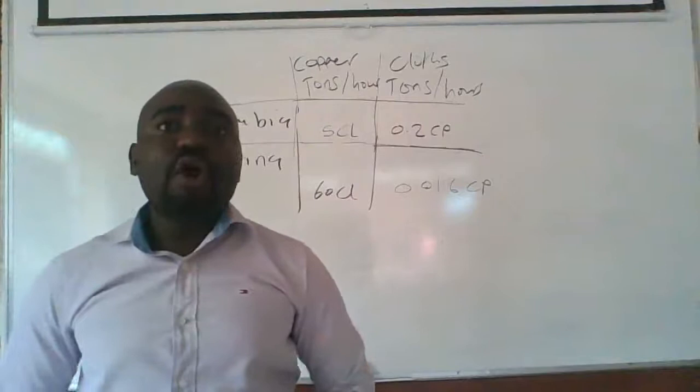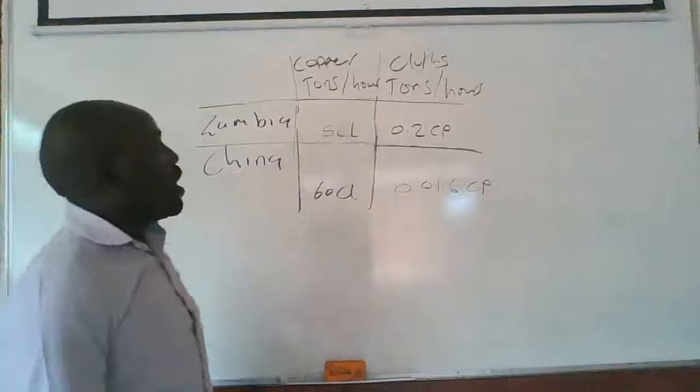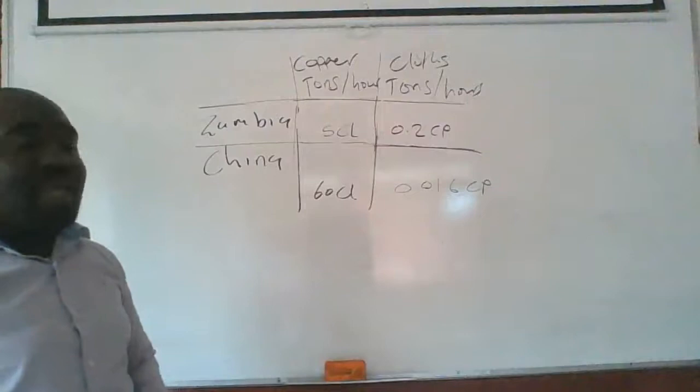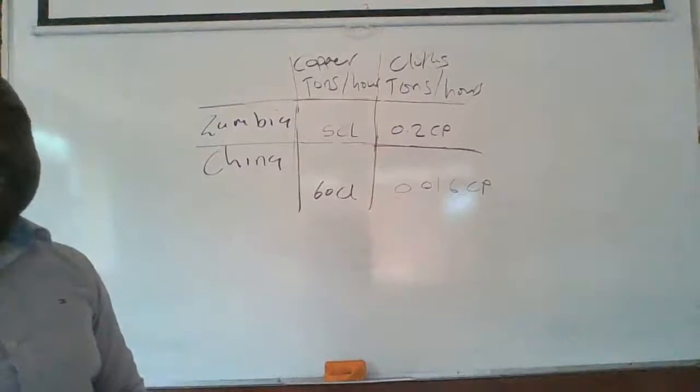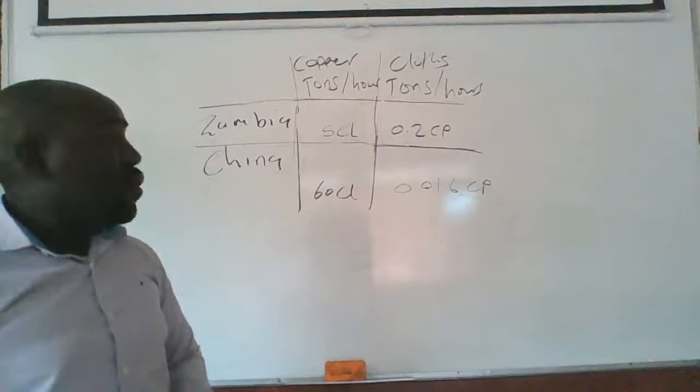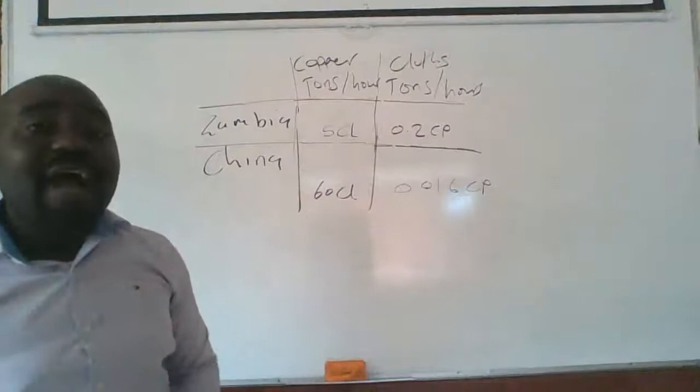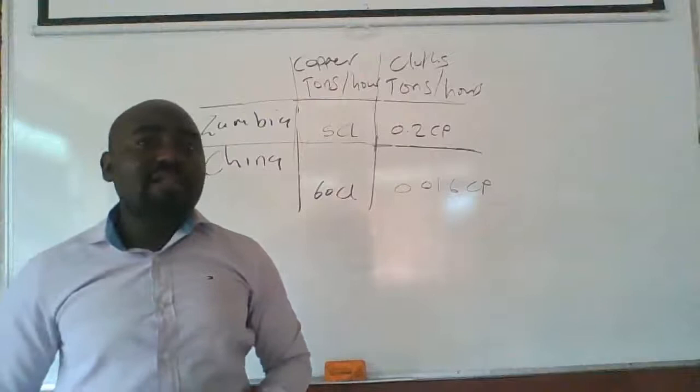If we look at the clothing column, we see that the opportunity cost of producing 1 ton of clothes for Zambia is 0.2 tons of copper. And the opportunity cost of producing 1 ton of clothes for China is 0.016 tons of copper, which shows that China has a lower opportunity cost in the production of clothes over Zambia. And as such, China has a comparative advantage over Zambia in clothes production.